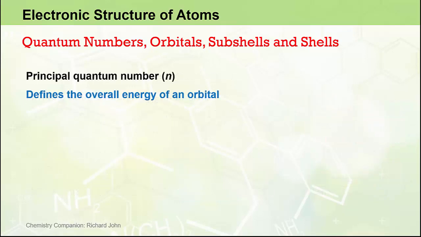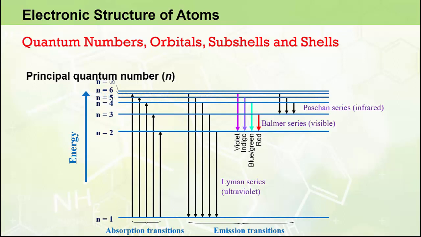Let's take a closer look at the principal quantum number n, which describes or defines the overall energy of an orbital and electrons in them. Well, it turns out that we've already met the principal quantum number n. This is a diagram of the energy levels in a hydrogen atom, and it shows absorption transitions and emission transitions that can occur for the single electron in a hydrogen atom. And these values here, n equals 1, n equals 2, 3, 4, etc., up to n equals infinity, actually refer to the principal quantum number n.